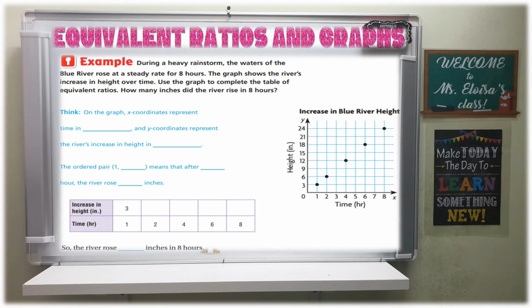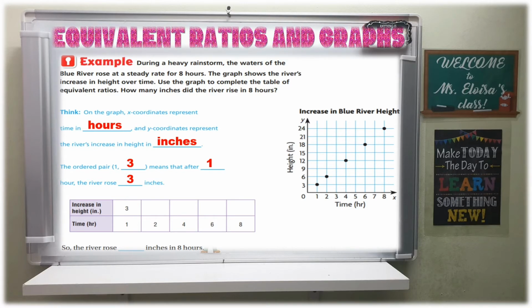Think: on the graph, x-coordinates represent time in hours, and the y-coordinates represent the river's increase in height in inches. The ordered pair (1, 3) means that after 1 hour, the river rose 3 inches. So there is an increase of 3 inches in 1 hour.